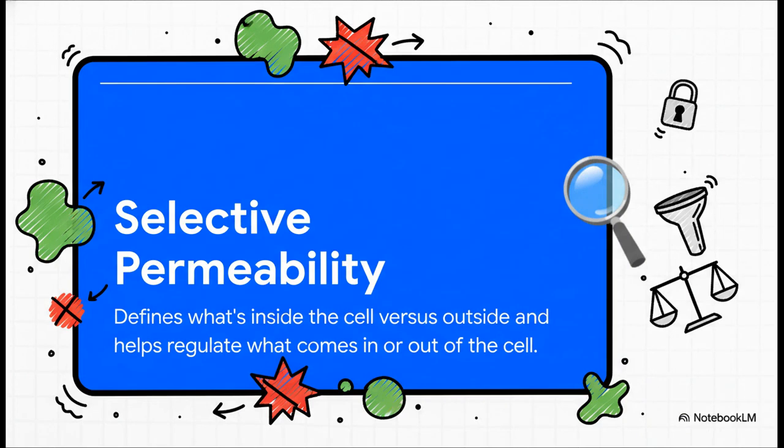And the number one golden rule at this border is something called selective permeability. This is the core mission, to clearly define what's inside the city versus what's outside. It's about meticulously regulating every single thing that tries to cross. It's like the world's smartest bouncer, letting all the good stuff in, keeping the bad stuff out, and maintaining perfect order and balance inside the cell.